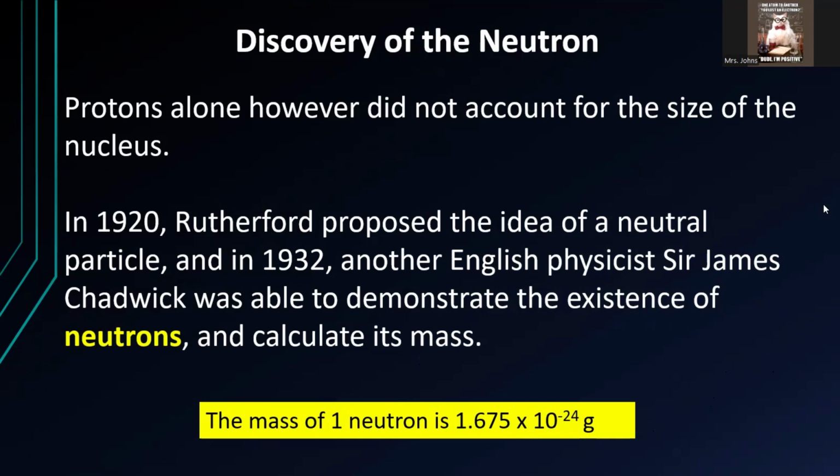Okay, the mass of a neutron is 1.675 times 10 to the negative 24. So it's ever so slightly larger than a proton, but very, very slightly. They're almost exactly the same size.